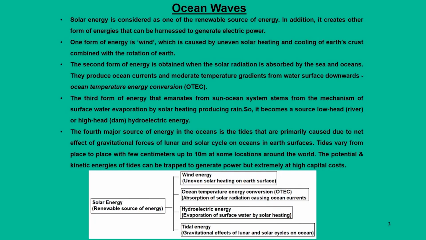Just to give insight from our previous discussions, solar energy is the main source behind the formation of various renewable forms of energy on earth. If you take solar energy as a renewable source, the first type of energy that we get in a passive manner is due to uneven solar heating on the earth's surface. We call this wind energy.